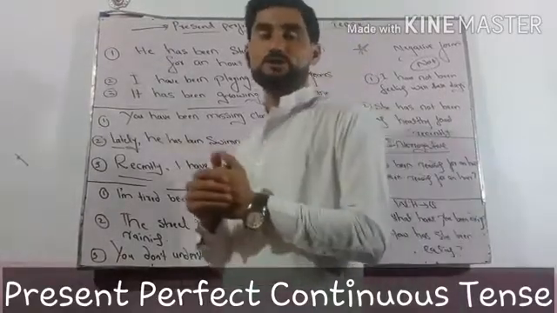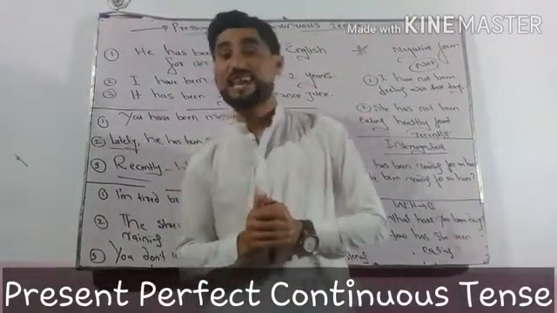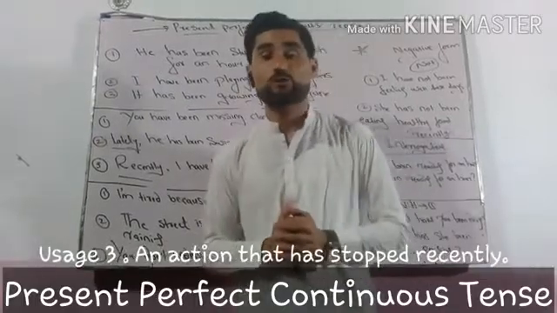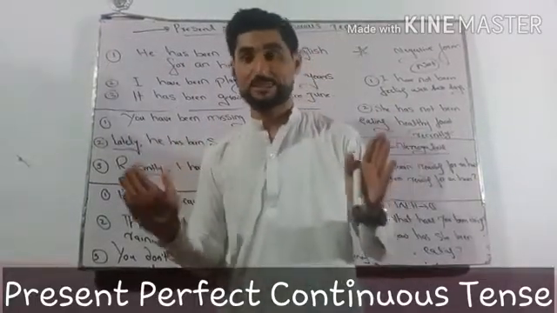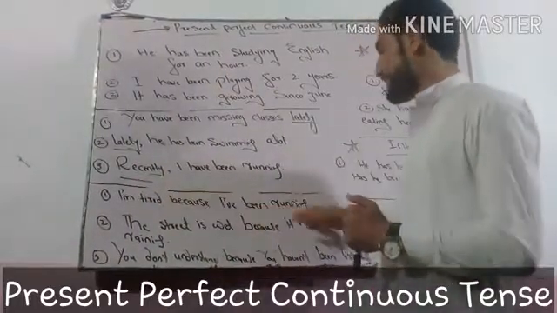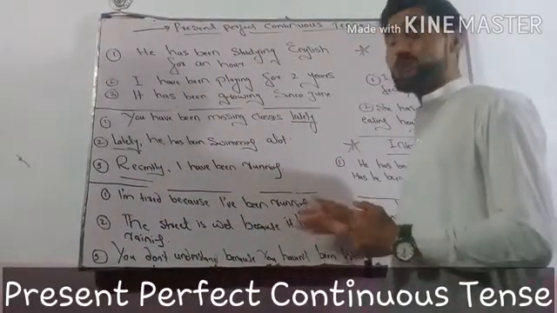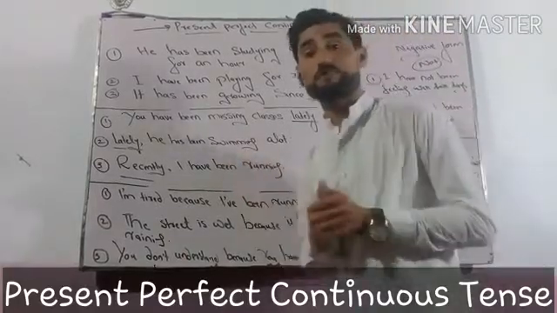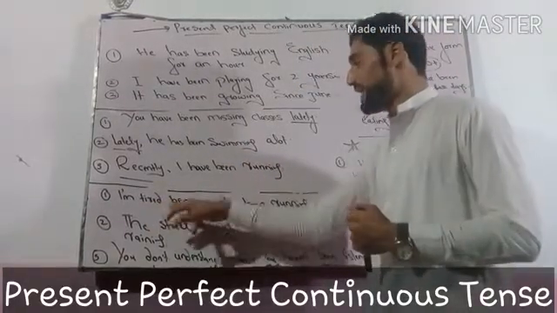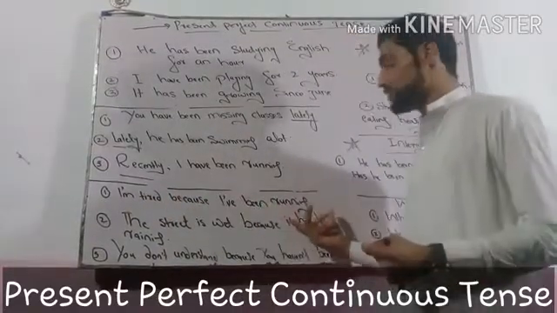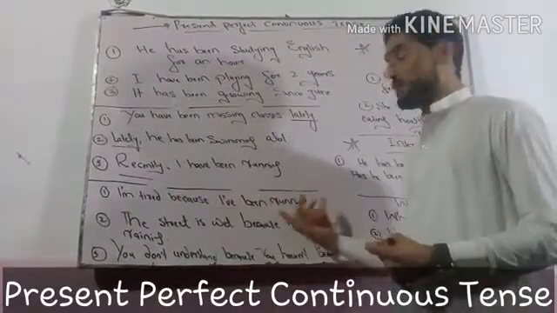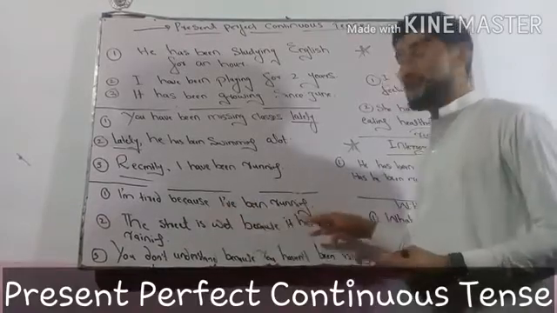The next and third usage of the present perfect continuous tense is that this tense can also be used to talk about an action that recently stopped and has a present result. Like, I'm tired because I have been running. I have been running is a sentence of present perfect continuous tense, and I am tired is the present result. I'm tired because of this. I'm tired because I have been running.